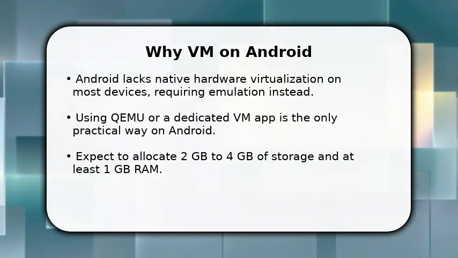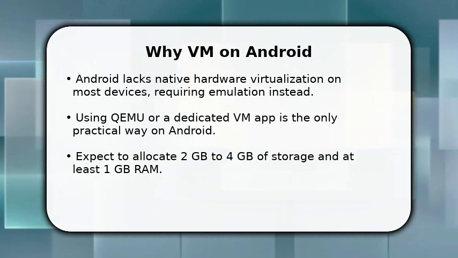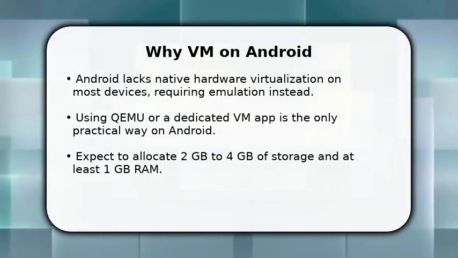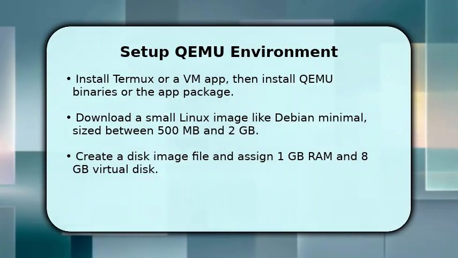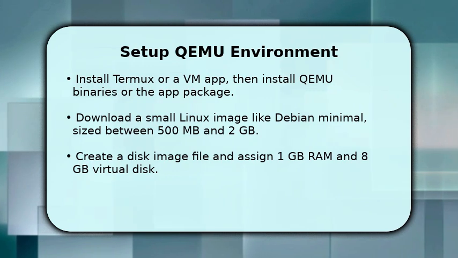Plan to allocate 2 GB to 4 GB of storage for a minimal system image. Also reserve at least 1 GB RAM for acceptable responsiveness. Install Termux or a dedicated VM app from the Play Store or F-Droid. Then install QEMU binaries inside Termux or use the app's built-in emulator.